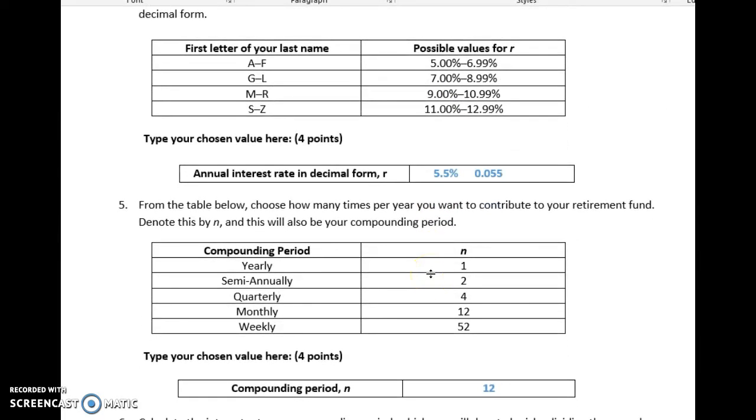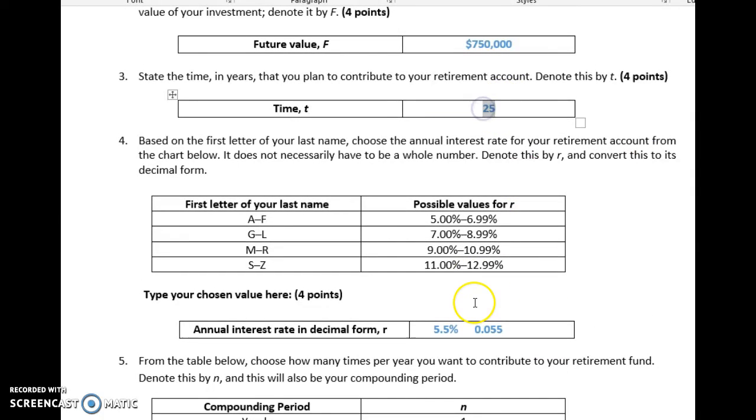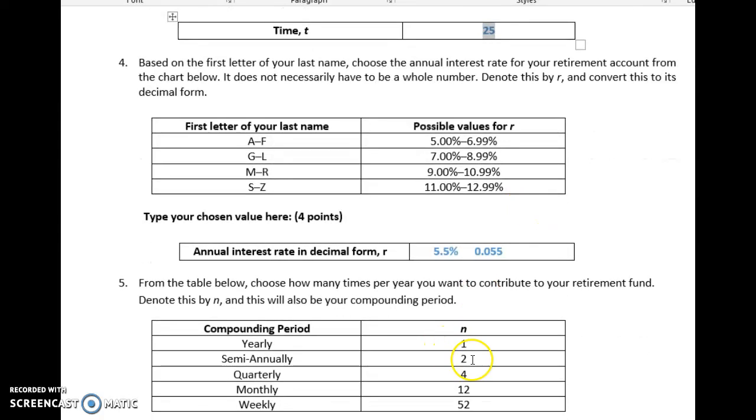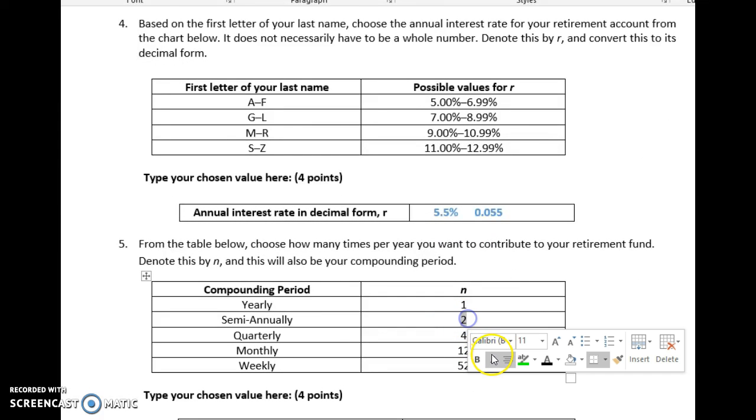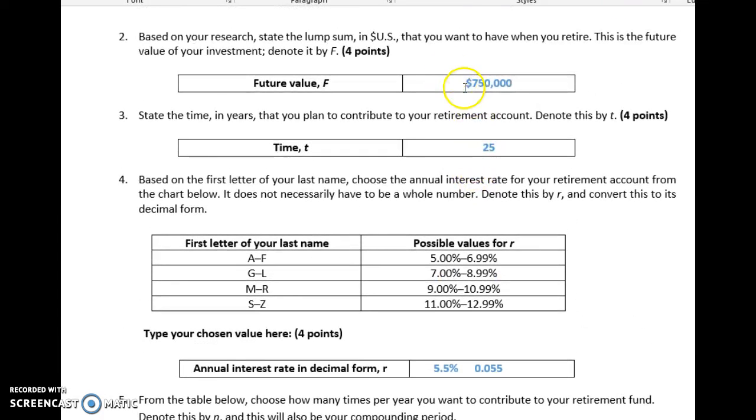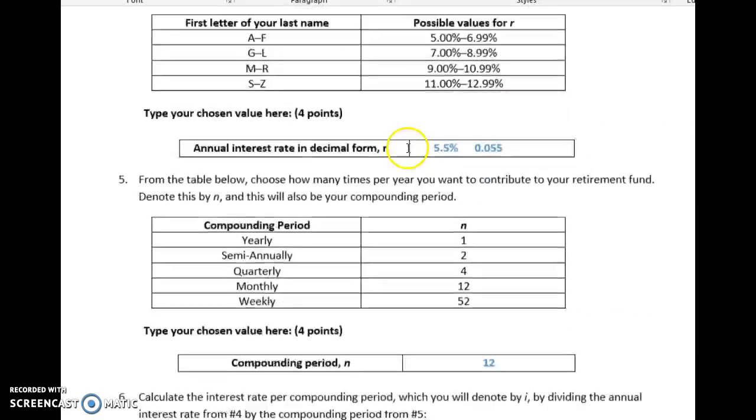Now, how many times is your interest going to be compounded during the year? Compound interest gains money faster, but this is also how many times you're going to contribute to your retirement fund. So you're putting money in for 25 years, in this example. If I picked semi-annually, that means each of those 25 years I'm putting money in 2 times into my account. If it's 52, that means every single week I'm putting money into my account. And in this problem, we're going to figure out how much money you need to put in each of these contributions in order to reach your goal that you stated in number 2.